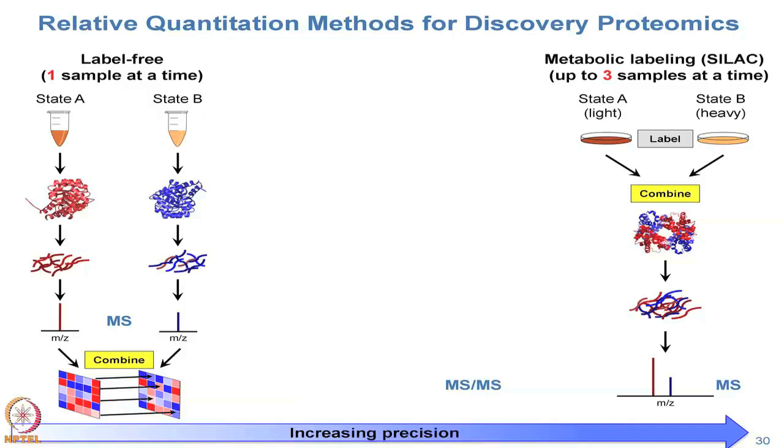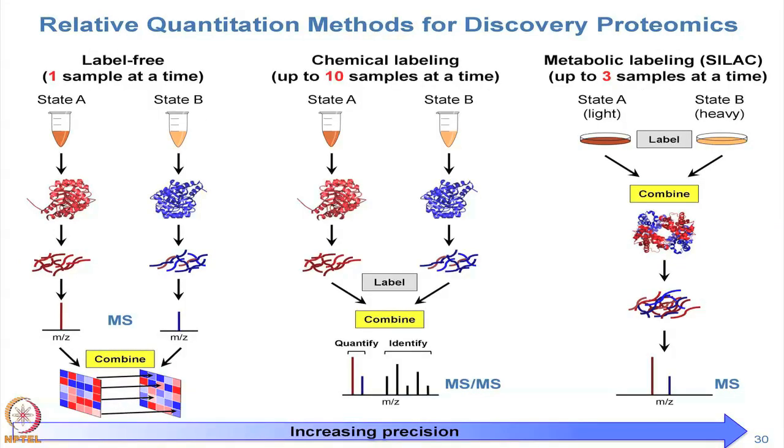I'm going to show you three different techniques. One here is called label-free, where you basically combine the samples at the end. Then I'm going to show you two labeled techniques. One is SILAC, stable isotope labeling of amino acids in cell culture. The third one is something called TMT or iTRAQ, where you're using a chemical labeling agent. You then combine the samples and put them into a mass spectrometer. You do MSMS. The quantitation comes at the level of the MSMS spectrum. In this technique here, you combine earlier in the process, and the quantitation comes at the MS level.